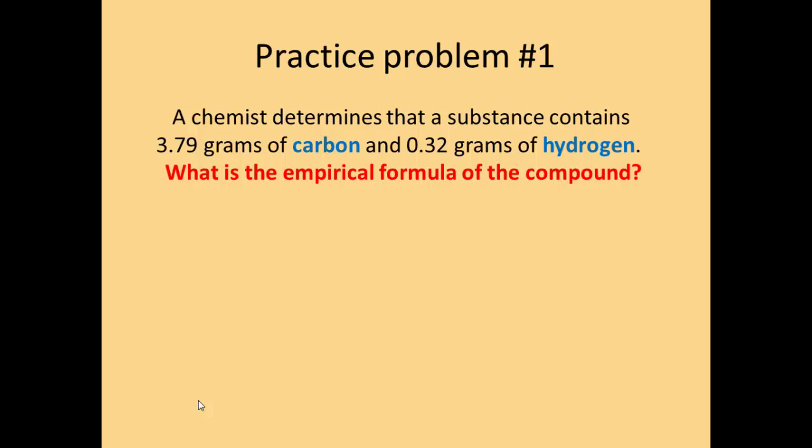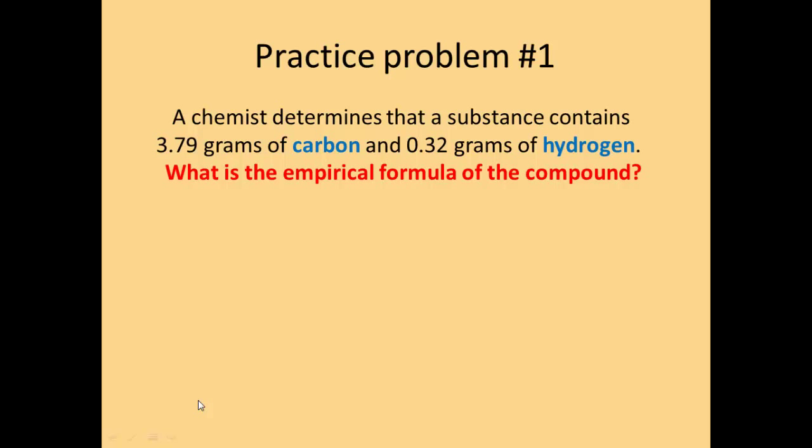Let's recall how to do a problem like this. If you're given grams of different elements, remember, you can never compare grams of elements to each other. And that's because the atoms of carbon and hydrogen are different sizes. So comparing the grams of each will not give us a ratio of atoms, which is what we're looking for to find the subscripts in the formula. So the first thing that we want to do is take our grams of each element, and we're going to convert those to moles. So we're going to take 3.79 grams of carbon, and remember the conversion factor.